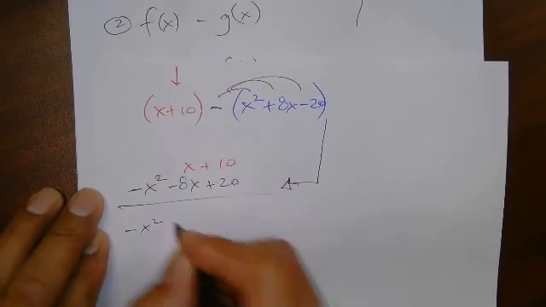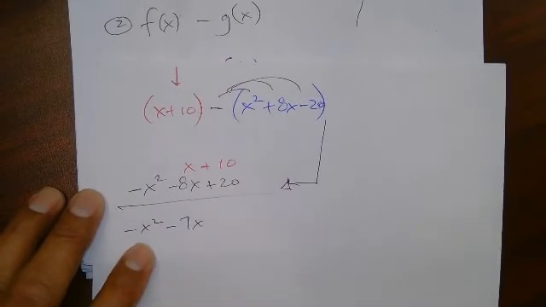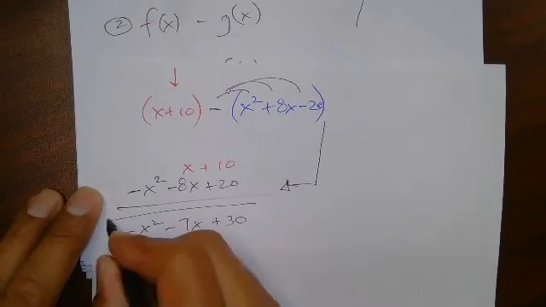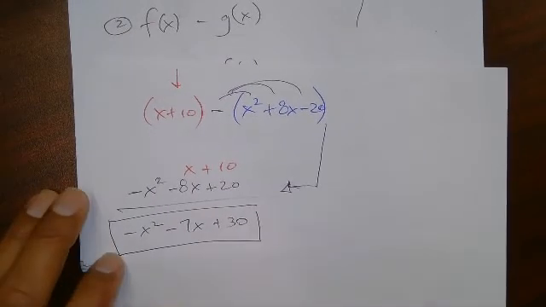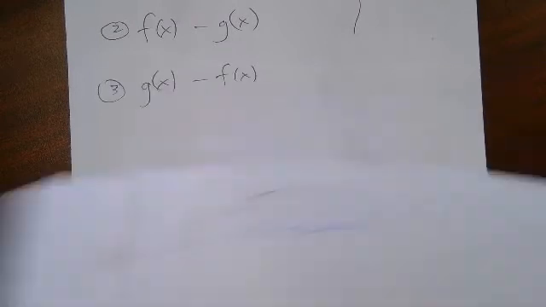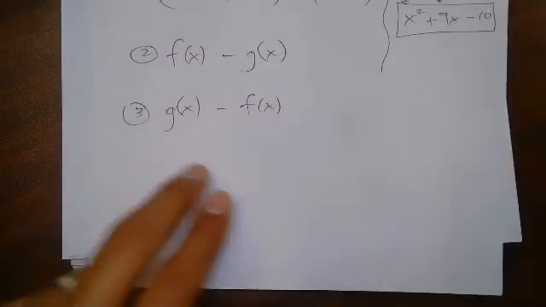That's too easy. All right, you should have negative x squared minus 7x plus 30. Are we good? We're good, right? All right, then you could do this next one on your own. Number 4, because you know this already.